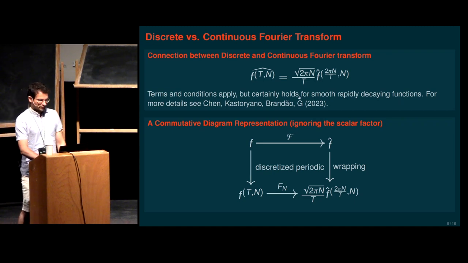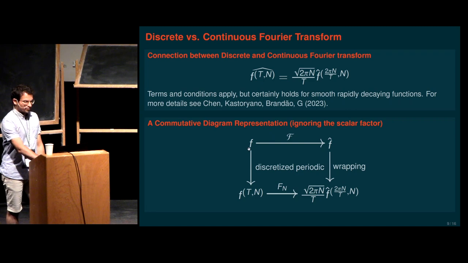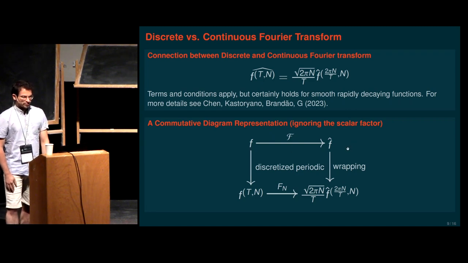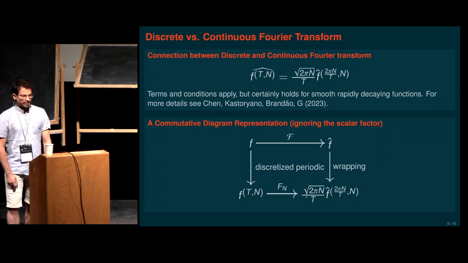And this is this commutative diagram that I showed you. Here we have the continuous functions f and f hat. The continuous Fourier transform is transforming these to each other. And we can wrap each of these periodically. And then for these vectors, we have the discrete Fourier transform. And it's the same if we go one or the other way in this diagram.